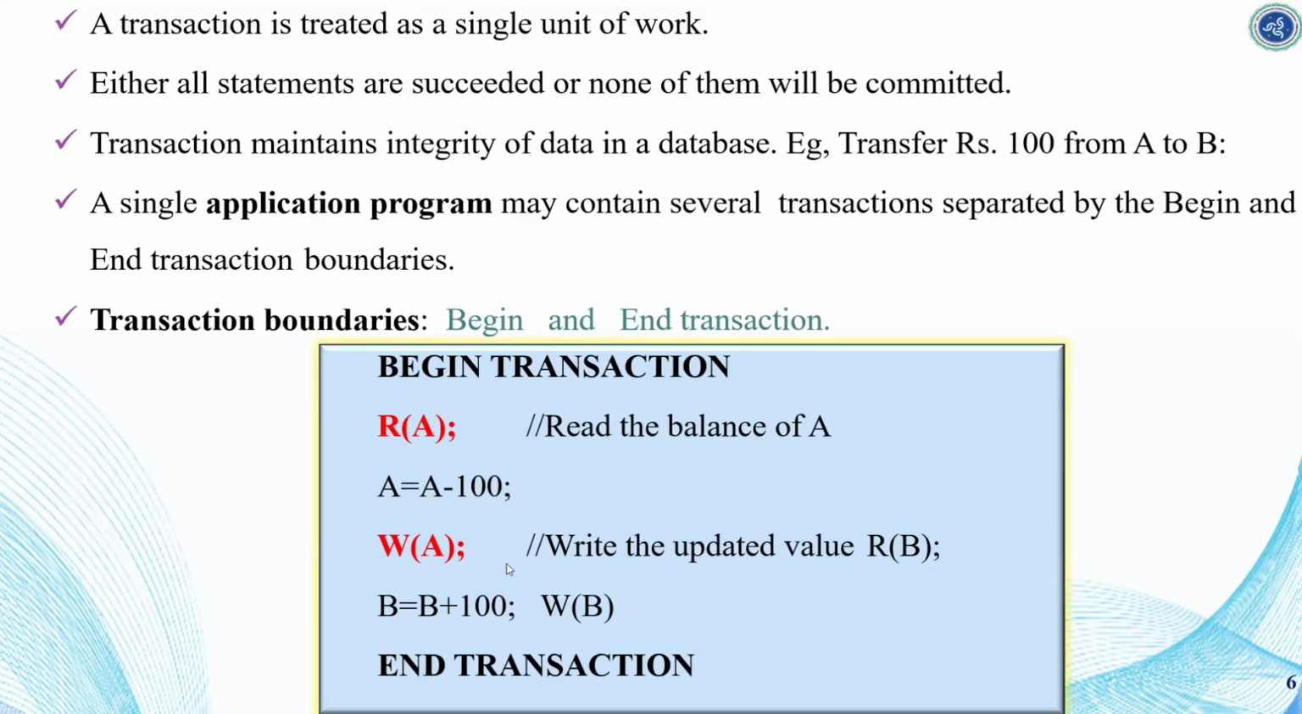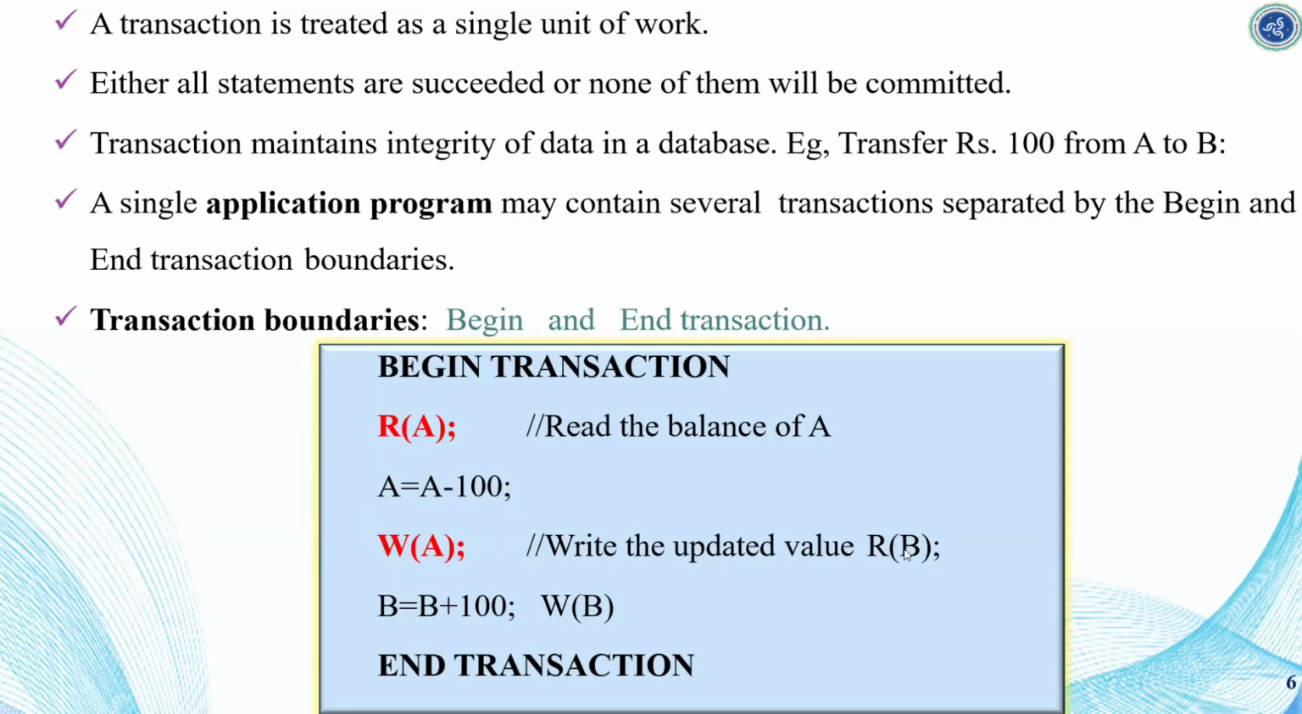This is how a transaction looks. First, begin transaction. Now the capital R represents a read operation. Read means I'm accessing a particular object, here the object A. So I'm reading the balance of object A. Next, I am deducting 100 rupees from A, that is A equals A minus 100. Now I am updating the balance, that is, writing the updated value of A.